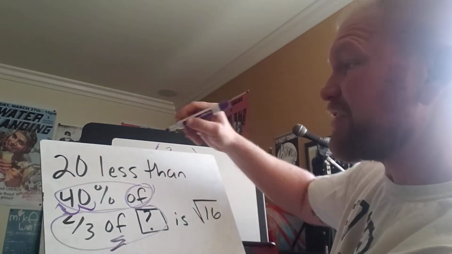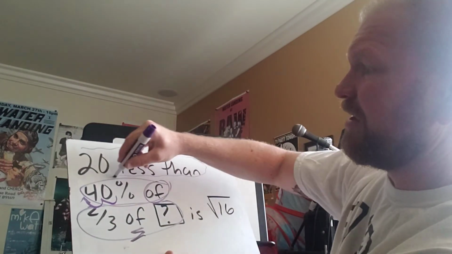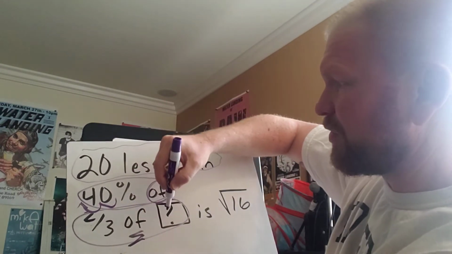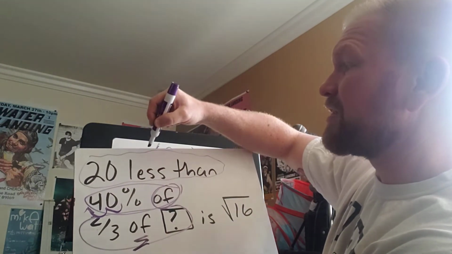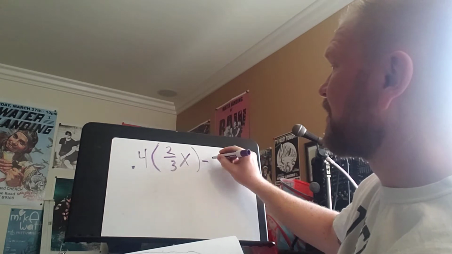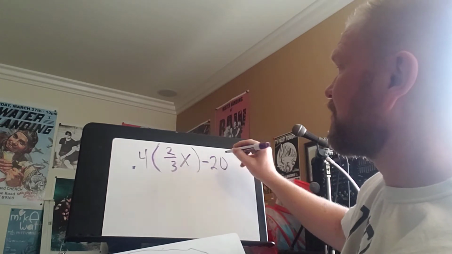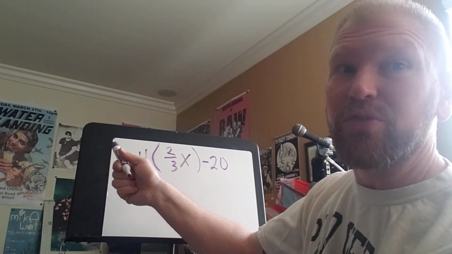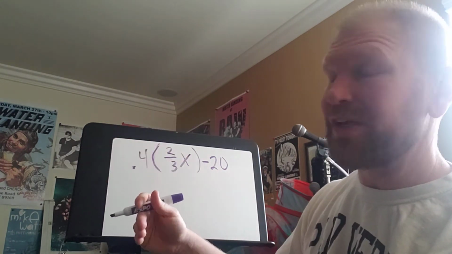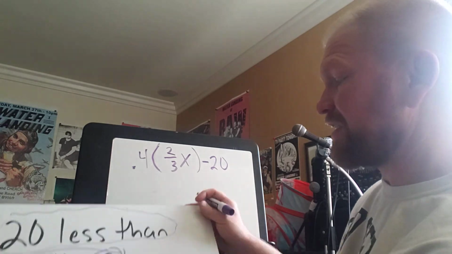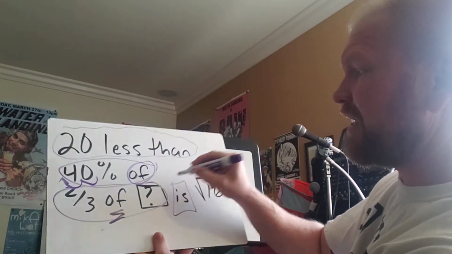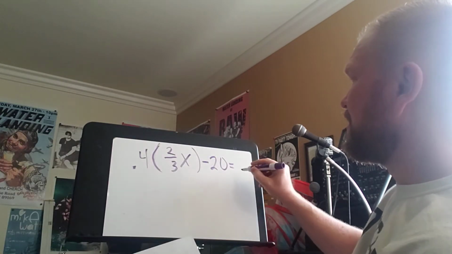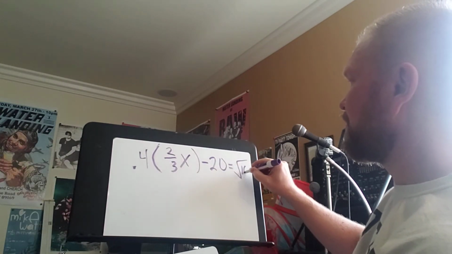And then it's actually 20 less than all that stuff we already did. So 20 less than 40% of 2/3 of the number. The way you get 20 less than something is you take away 20. Now remember, if you put the 20 first, you're going to get it wrong. So 20 less than something is not 20 minus something, it's something else minus 20. And then "is" tells us it equals something. So is the square root of 16. So we're going to put square root of 16.